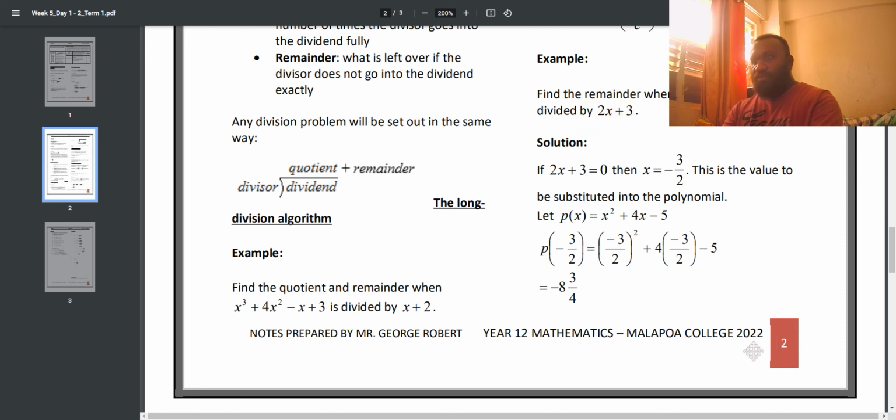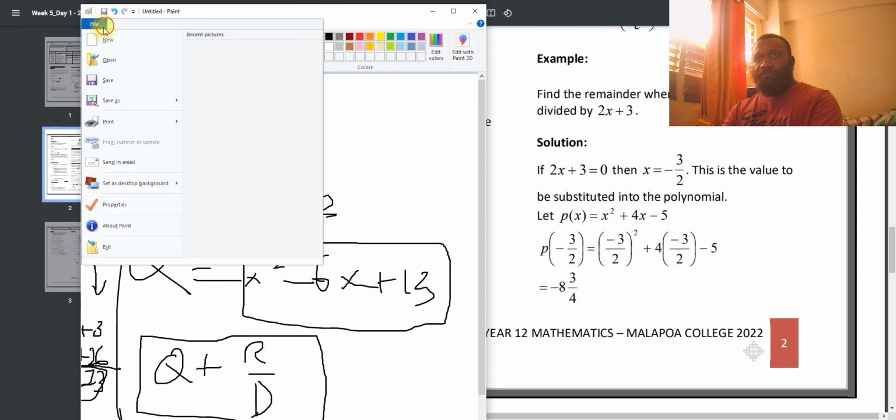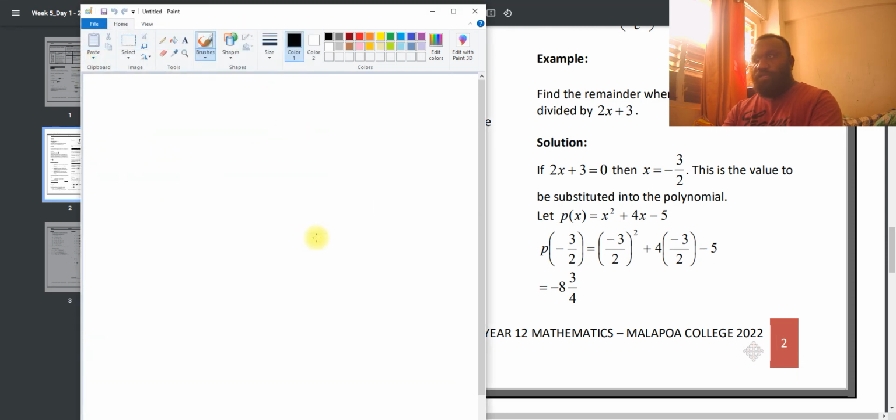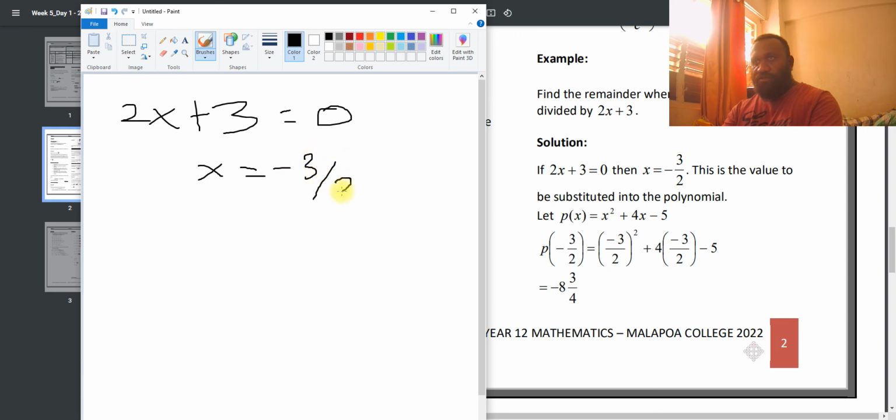Now, what we do for the remainder theorem is, the theorem states that we take what is divided, which is 2x plus 3, we let it equal to 0, and we make x the subject. So x the subject, it will give us 3 this side and 2 to the other side. So it will be a negative 3 on 2.